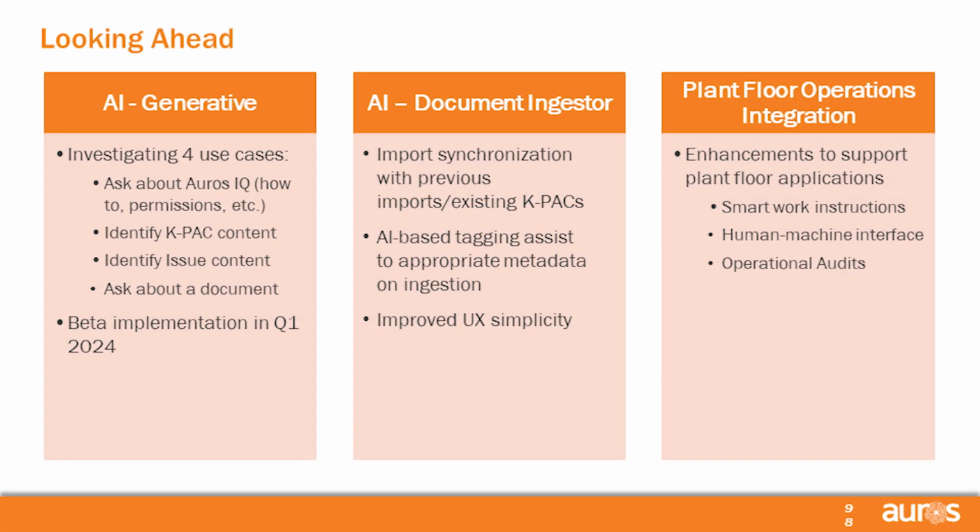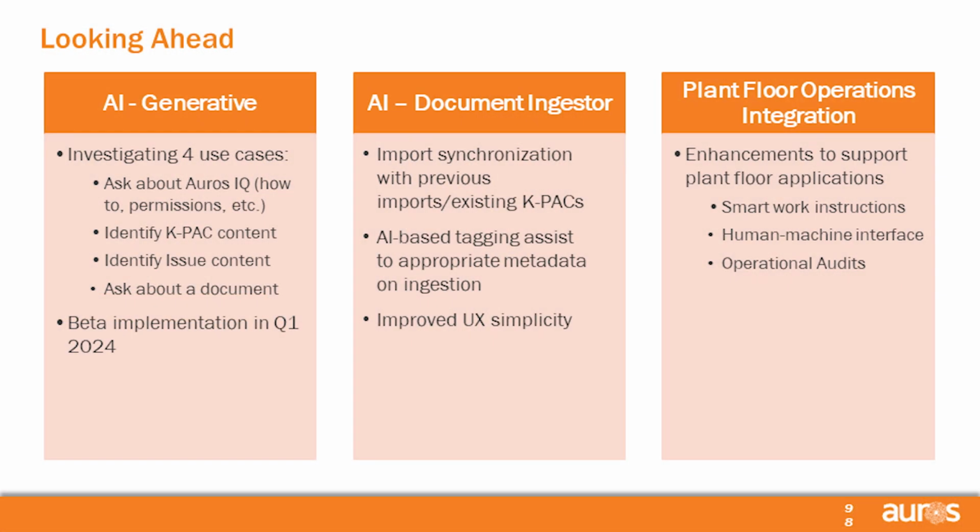Looking ahead to what's coming over the next few releases in Auros IQ, as Josh and Tim mentioned, we're currently evaluating generative AI. So we're investigating 4 use cases in Auros. Asking about Auros IQ, so this is the co-pilot feature that was discussed. And then the next 3 fit into the querying the knowledge base category. So identifying KPAC content, identifying issue content, and asking about a document. We expect beta implementation of generative AI in Auros IQ in Q1 2024.